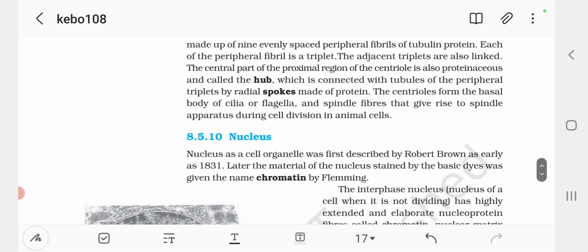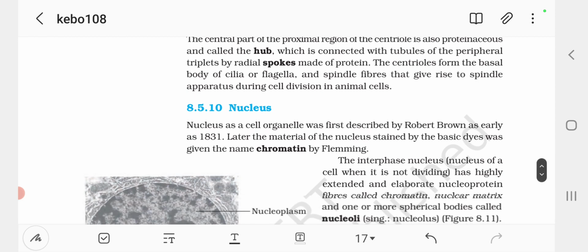Each of the peripheral fibrils is a triplet. The adjacent triplets are also linked. The central part of the proximal region of the centriole is proteinaceous and called the hub, which is connected with the tubules of peripheral triplets by radial spokes made up of protein. The centrioles form the basal body of the cilia or flagella, and spindle fibers that give rise to the spindle apparatus during cell division in animal cells.